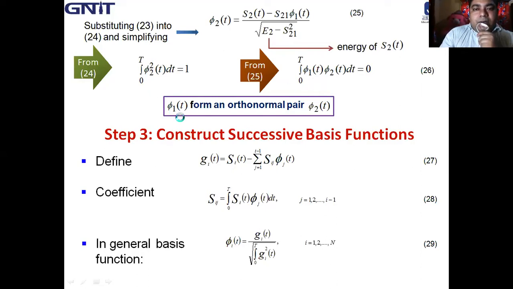And if we put the values of phi 1(t) and phi 2(t) into this expression, then we can easily determine that the expression will be 0. So we can say that phi 1(t) forms an orthonormal pair with phi 2(t).